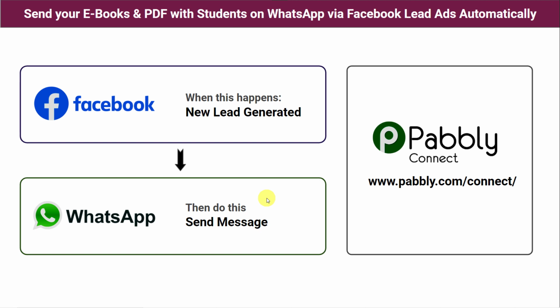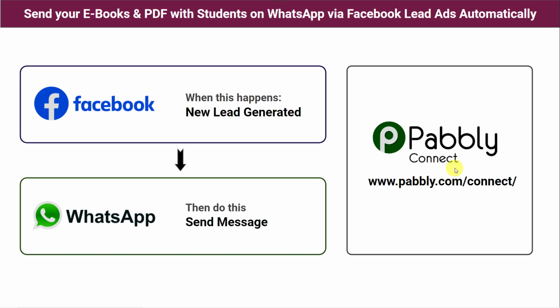The second option is you can create an automation so that whenever a student fills the form in your Facebook lead ad form, a demo of your ebook is automatically sent on the WhatsApp number of the student. But here there is one problem: there is no direct connection between Facebook and WhatsApp. So how to do this? As a solution, we are going to use Pabbly Connect.